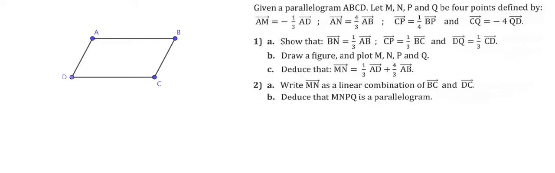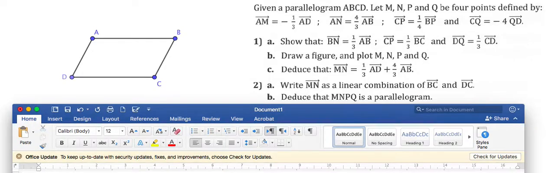Hello, I'll solve this exercise in this video. Given ABCD is a parallelogram, M, N, P and Q are 4 points defined by the following. Part 1, it's required to show these relations: first, BN equal 1 over 3 AB.